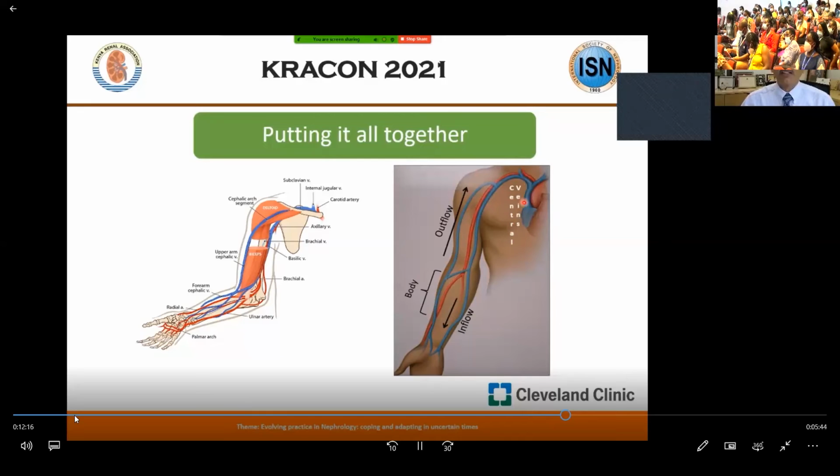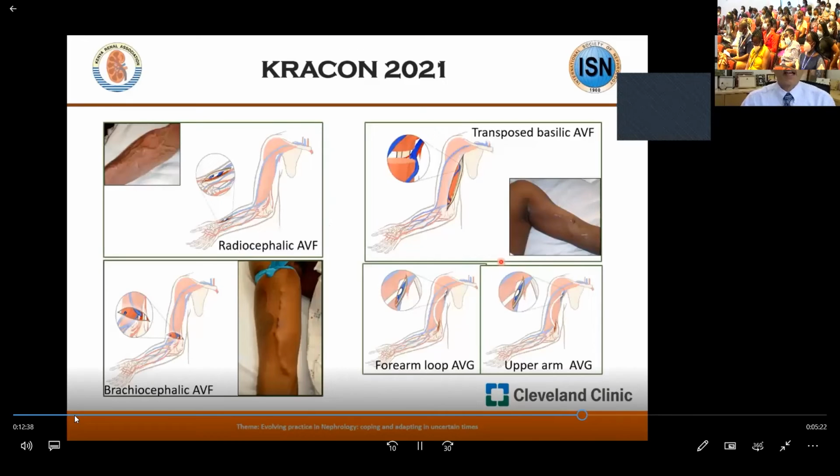So essentially, it's a circuit that starts at the heart, runs through the arterial tree, returns through the venous tree, through the central veins back to the heart. So understanding this anatomy helps one identify dysfunctional segments that can then be treated appropriately, either endovascularly or with surgical interventions. And here are some of the common sites.